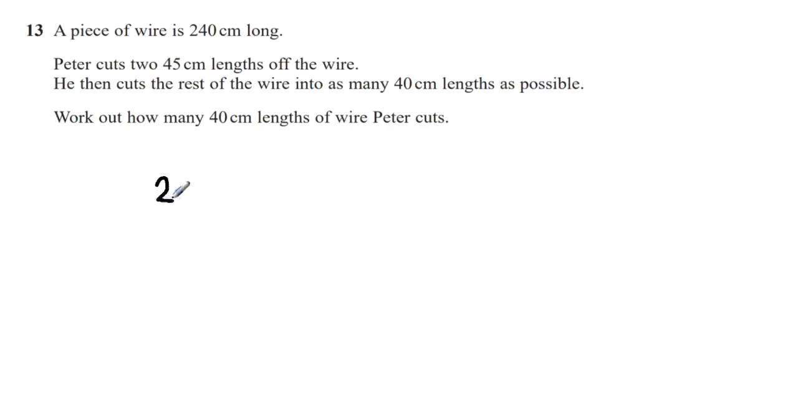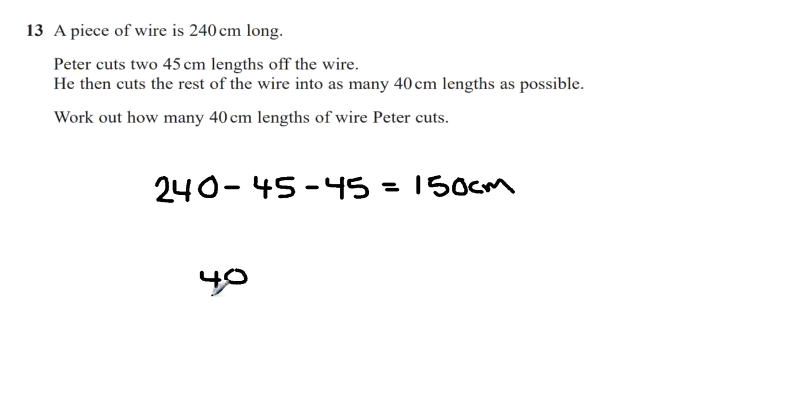So 240 minus 45, and then minus 45 again, which is 150 centimeters long, right? It says he then cuts the rest of the wire into as many 40 centimeters lengths as possible. So what we're going to be doing is we're going to divide 150 by 40.